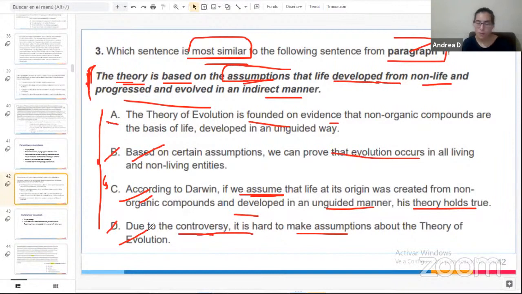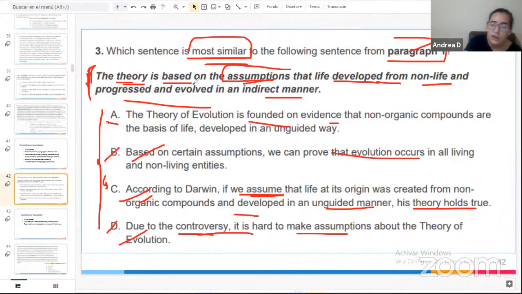I can see now why it's the answer A. It has the same structure in the sentence. It does, but it is not always like that. It could have a different structure. It could have something like non-organic compounds, or evidence that non-organic compounds are the basis of life and they develop in an unguided way is the basis of the theory of evolution. So it could be inverted, but it's supposed to be about the same thing. You know? So yes, I wanted to say that about structure as well, but not necessarily. It's mostly about what the sentence is about. So try to think of that.